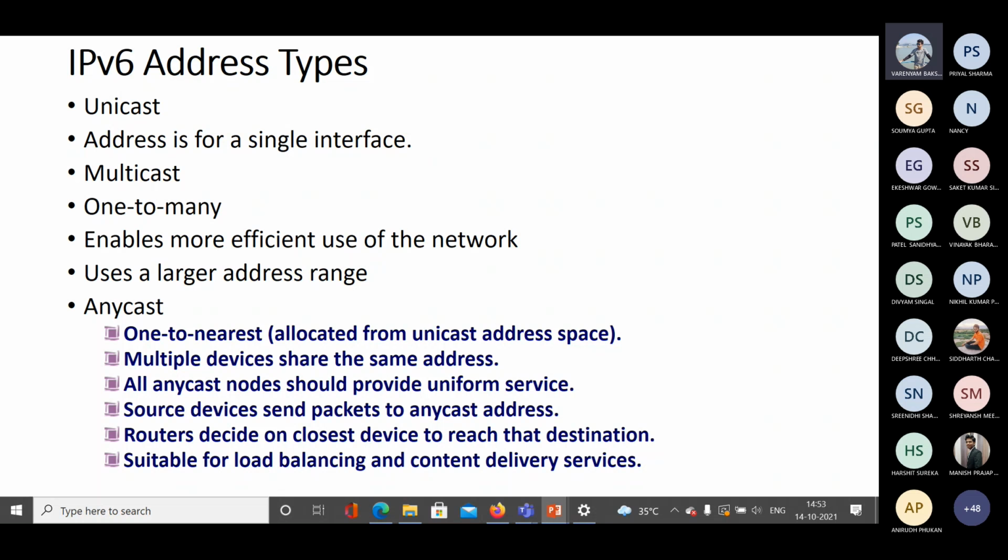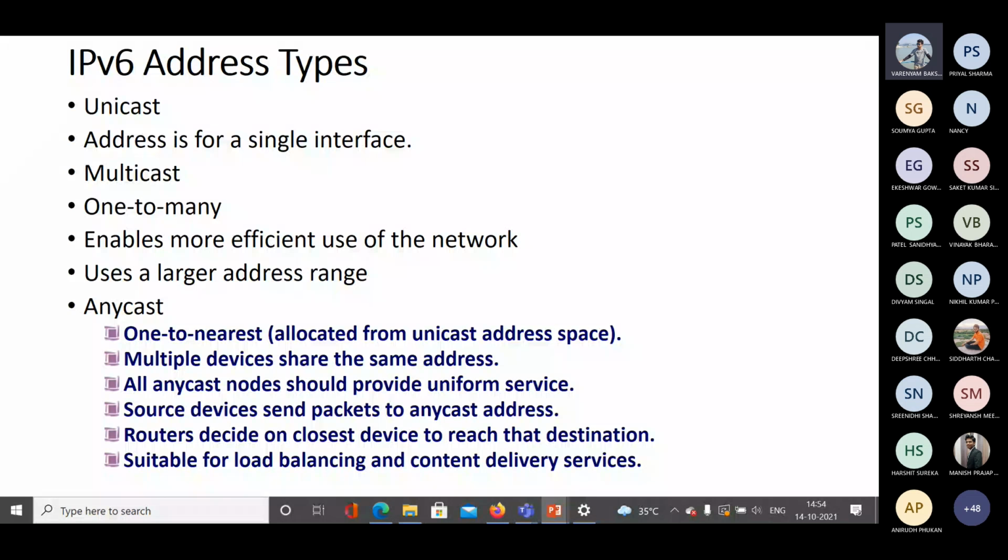So what are the different address types that IPv6 allows? First is of course unicast, where your address is for a single interface. You can give multicast addresses, which is nothing but one to many. It also enables more efficient use of the networks and uses a larger address range. Of course, it has 128 bits, so it uses a large address range.